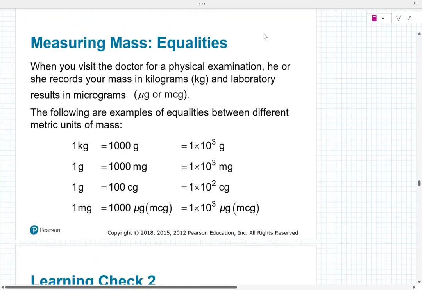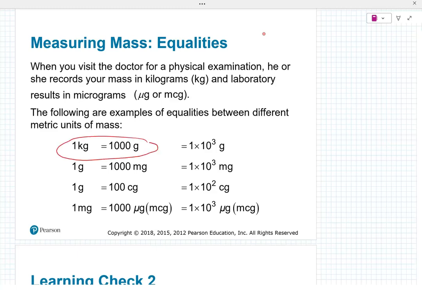Mass, realistically, there's a limited number of relationships that we actually are going to use. You still have to be able to convert using those centi, milli, and whatnot, okay? But 1 kilogram is 1,000 grams. 1 gram is 1,000 milligrams. And 1 milligram is 1,000 micrograms. Okay?